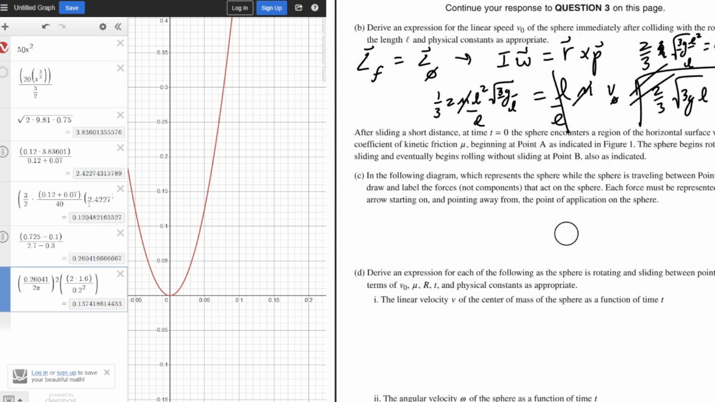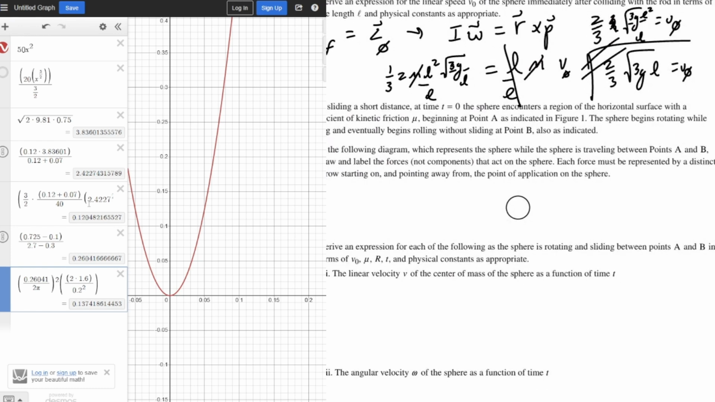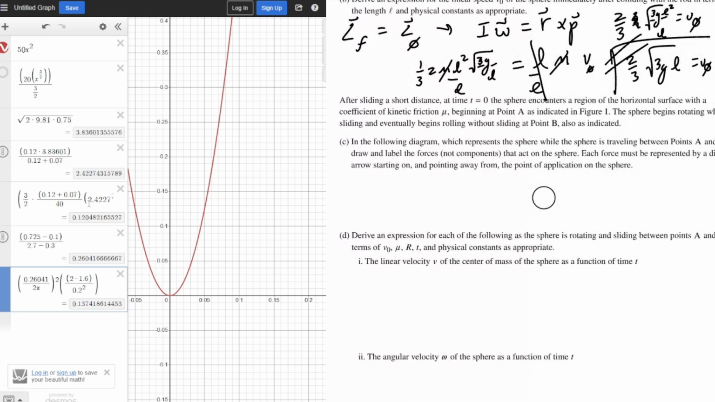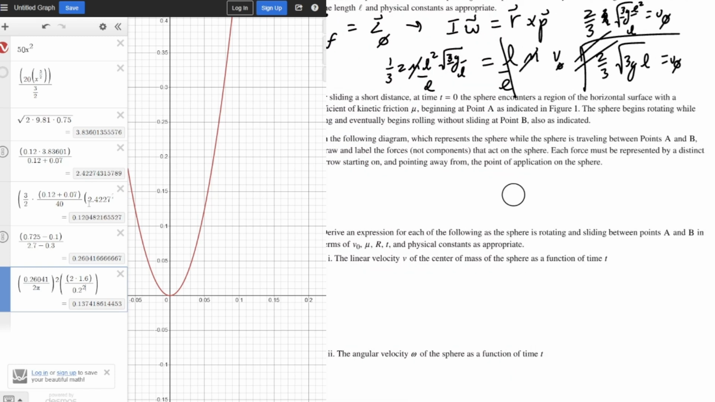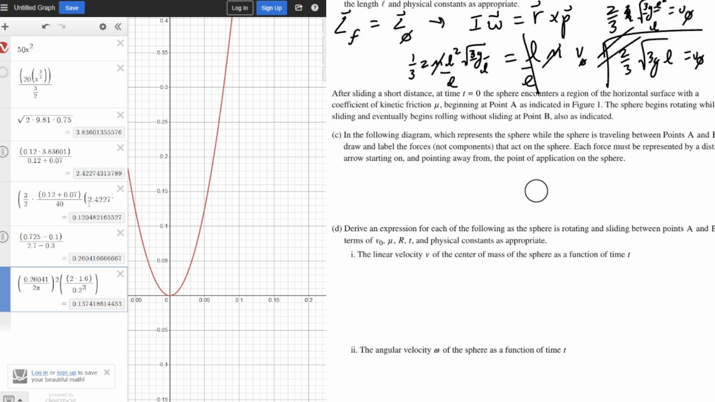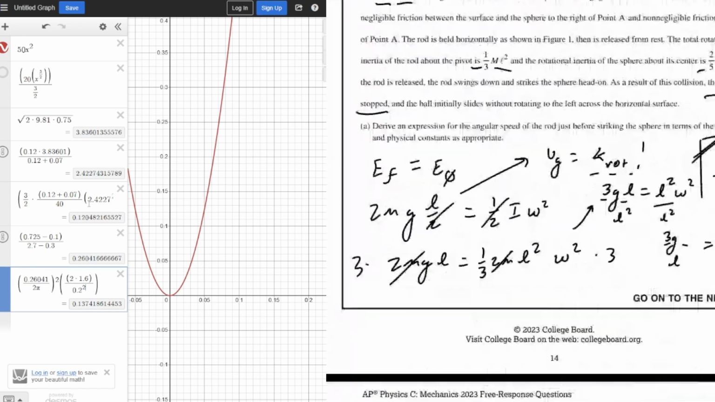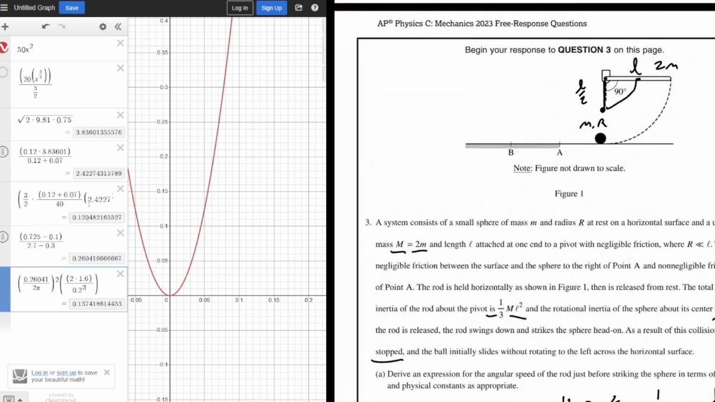After sliding a short distance, at time t equals 0, the sphere encounters a region of the horizontal surface with a coefficient of kinetic friction mu, beginning at point A as indicated in figure 1. The sphere begins rotating while sliding and eventually begins rolling without sliding at point B. So here it's rotating while sliding, like a bowling ball. And then here it's perfect.